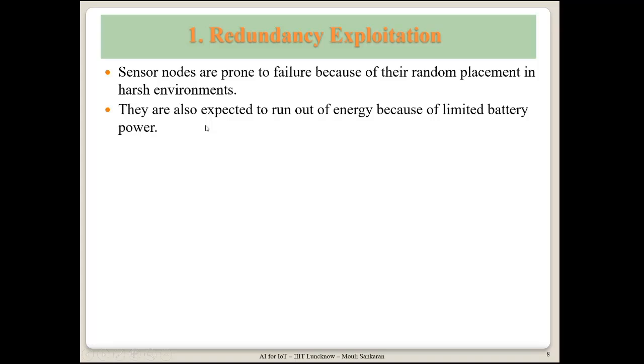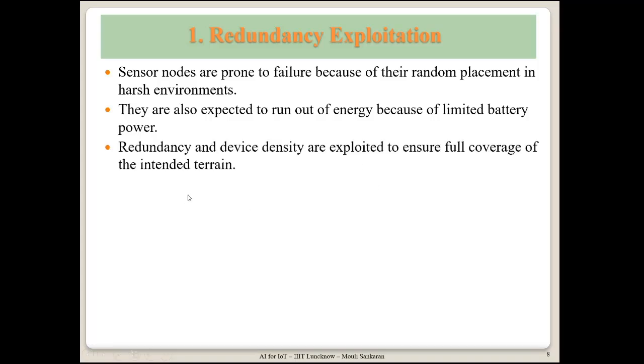They are also expected to run out of energy because of limited battery power. So we need to cater for nodes failing. So with redundancy and device density, we put more sensors there. Because of that, we get redundancy. We can still exploit it and make the network function without much of a problem.